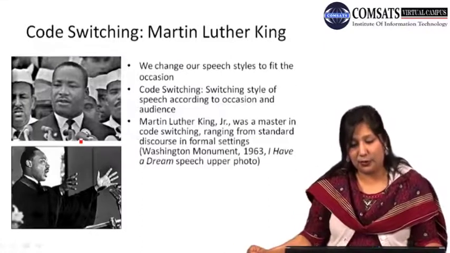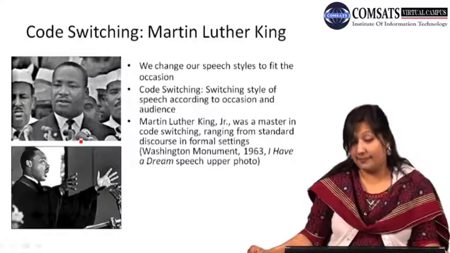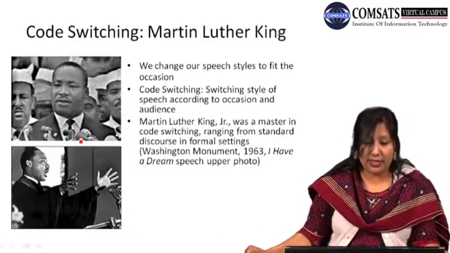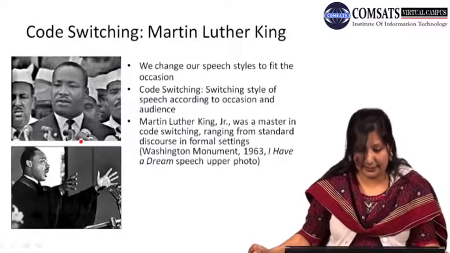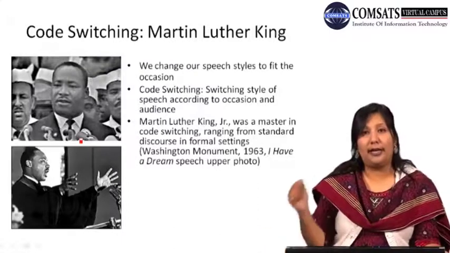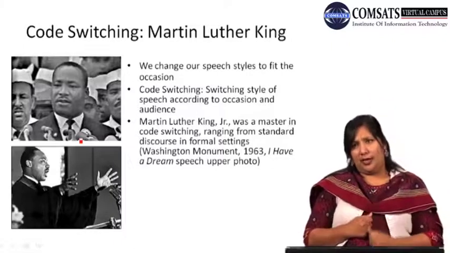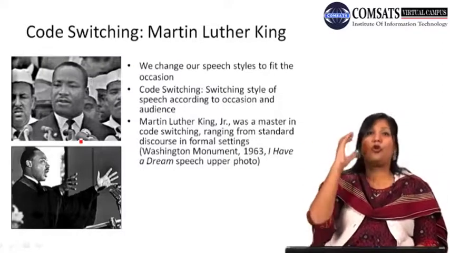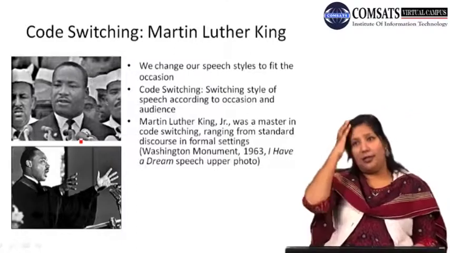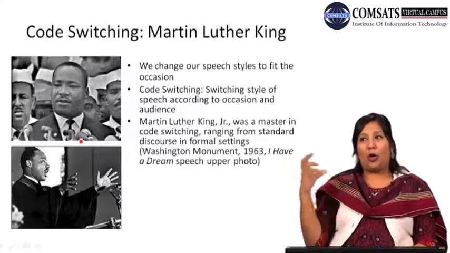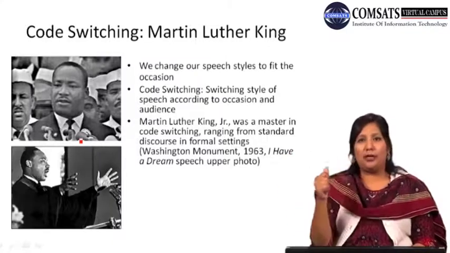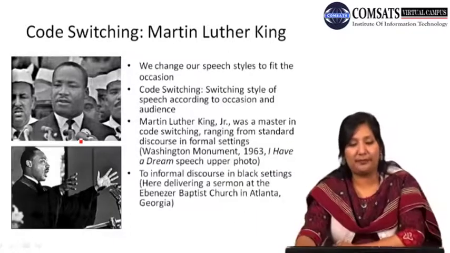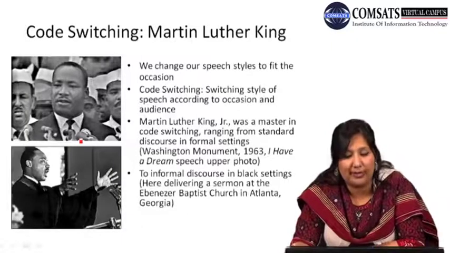Martin Luther King Jr. was a master in code switching. That's why I have given the example of Martin Luther King. He was a master in code switching, ranging from the standard discourse in formal settings to informal discourse in Black settings. He was really very expert. If he had to talk in a very formal way, he would. But the moment the situation changes, the topic changes, the audience changes, he would switch very quickly to some other language and come up to the level of their language. This is code switching.